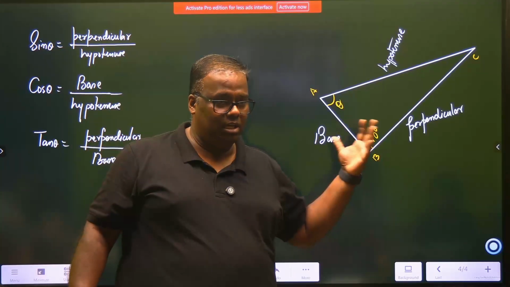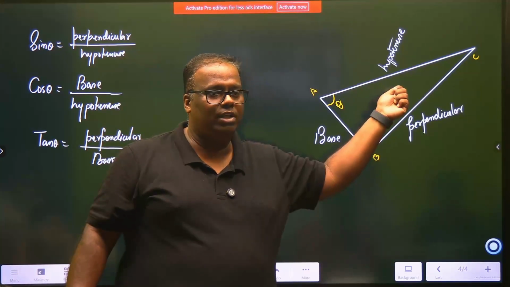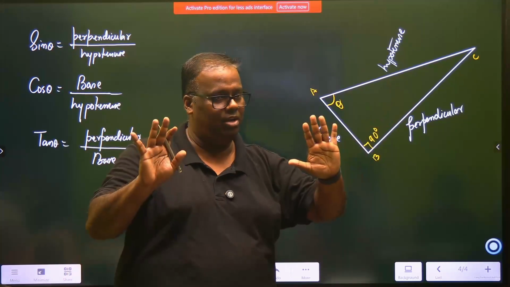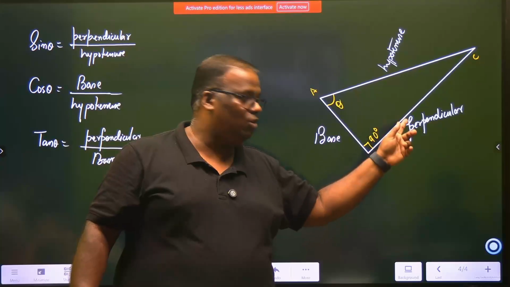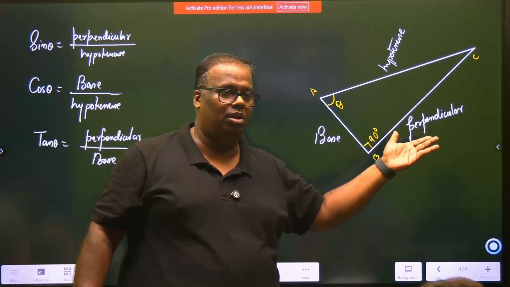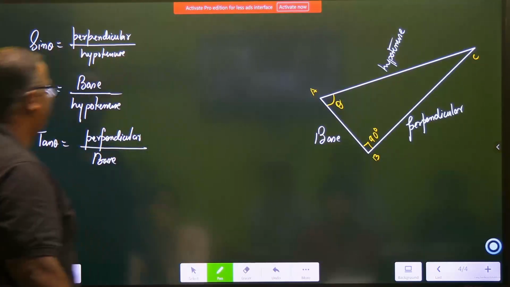Given a right angle triangle, first observe the 90 degrees and identify the hypotenuse. Step 1. After that, go to your angle of interest and see right opposite to it and name it as perpendicular. And the last one is the base. Understood? Very good.